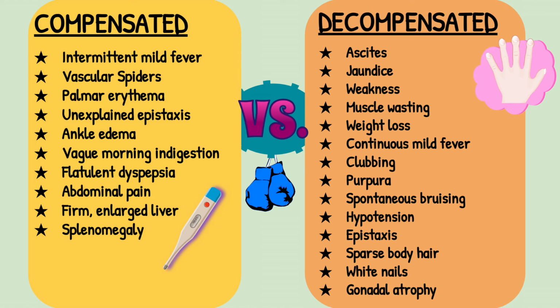The decompensated symptoms, which are those symptoms that indicate that the patient's liver has too much scarring, include ascites, jaundice, weakness, muscle wasting, weight loss. The fever is no longer intermittent, it becomes continuous, clubbing of the nails, purpura, which is a rash of purple spots. This is caused by their decreased platelet count. Other decompensated cirrhosis symptoms include spontaneous bruising, hypotension, epistaxis, sparse body hair, white nails, and gonadal atrophy.